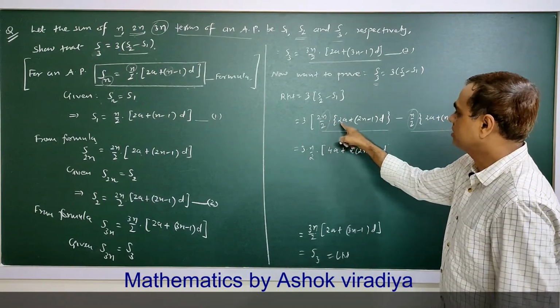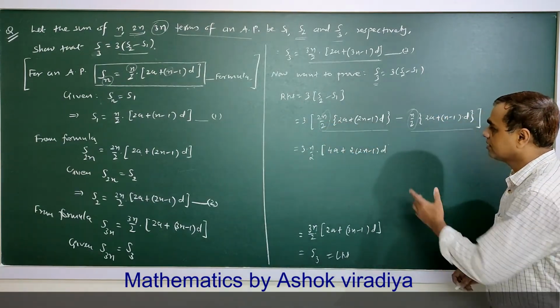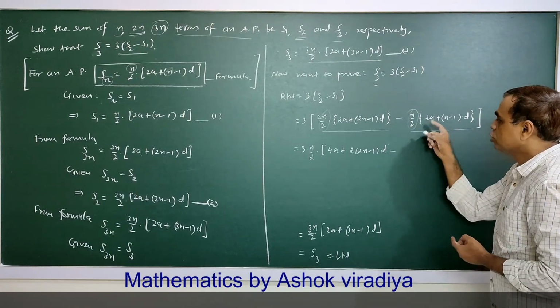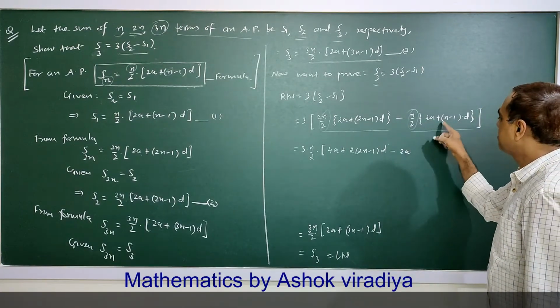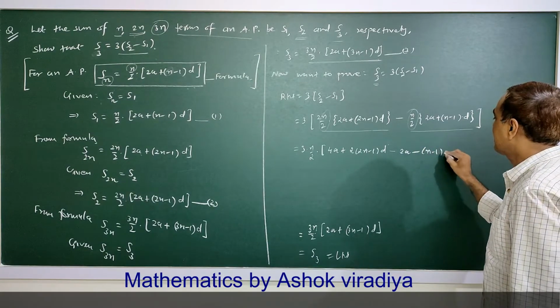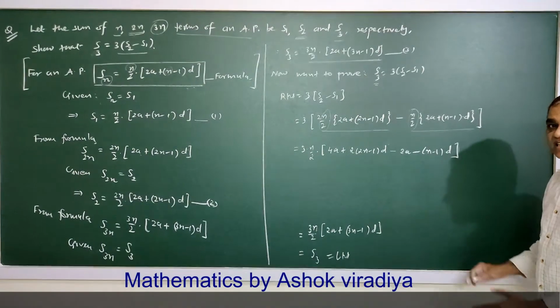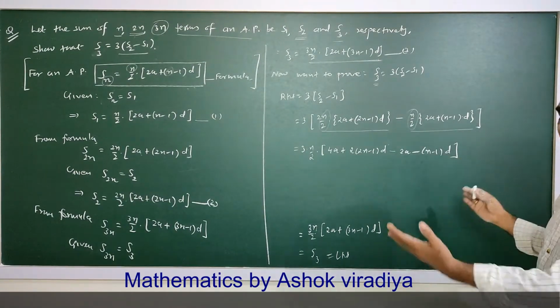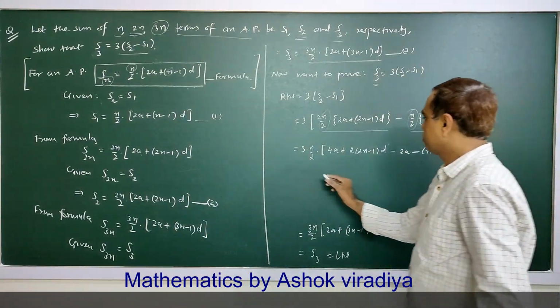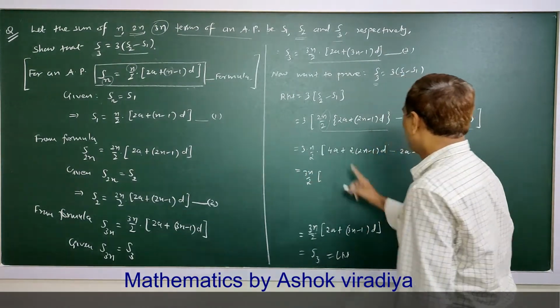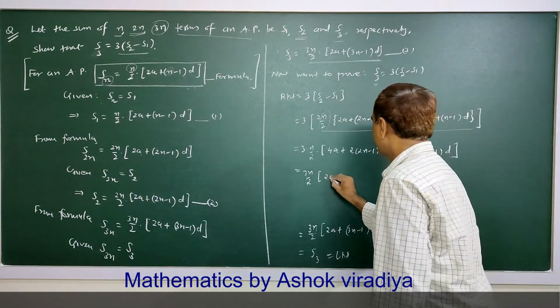2 into this number, 2 into this number, minus 2a minus n minus 1 times d. After taking n by 2 common, whatever is left that I have written. So that is 3n by 2 into 4a minus 2a is 2a.